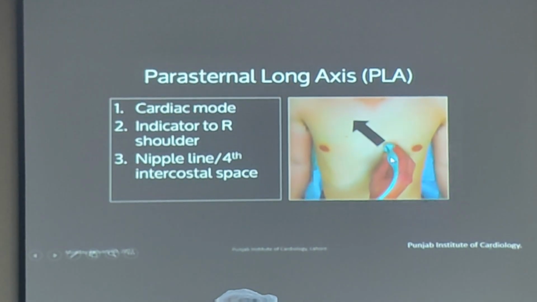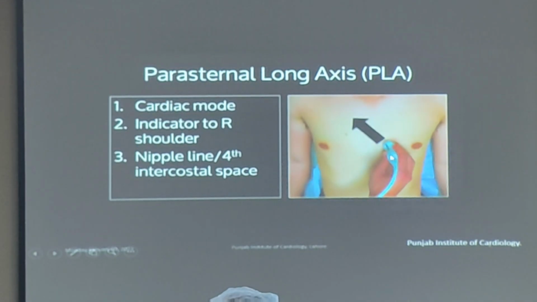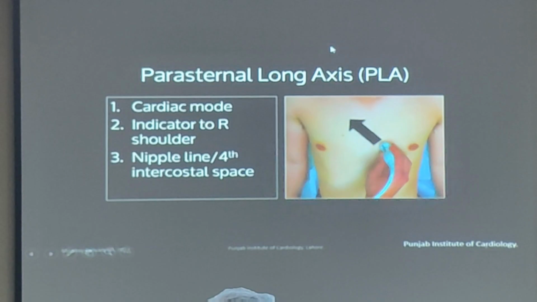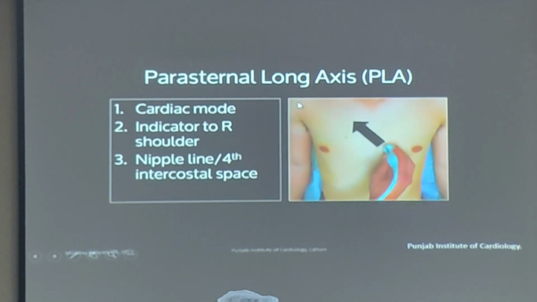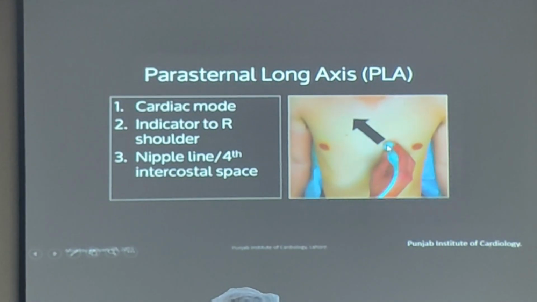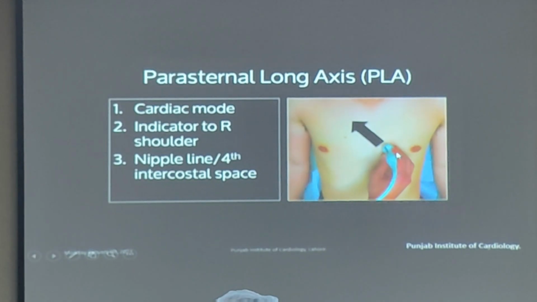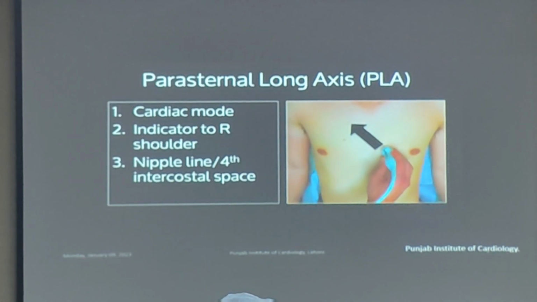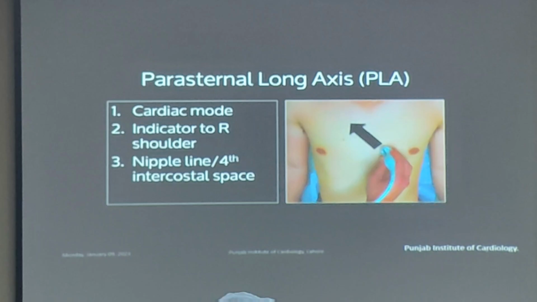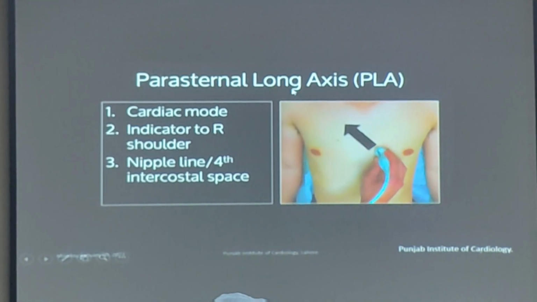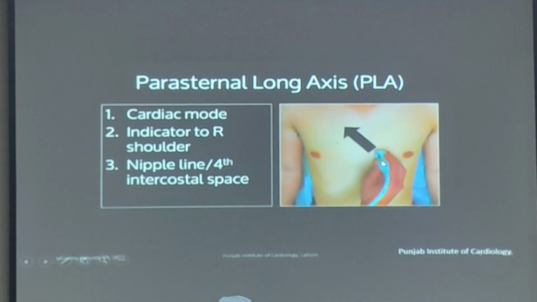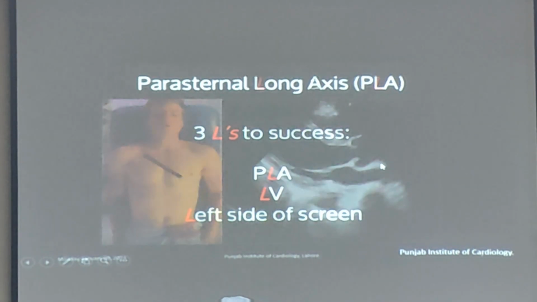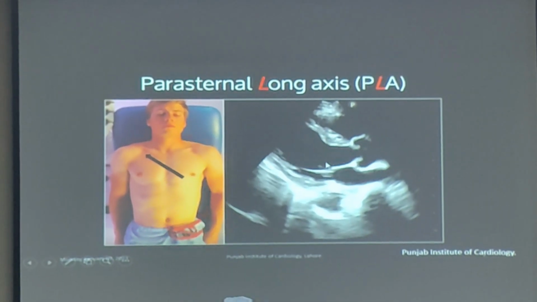Every probe has a marker, which is called the cardiac marker or probe marker. The marker should be placed toward the right shoulder of the patient, and the probe should be placed between the second or third intercostal space. This position will give us the parasternal long axis view, and it will look like this.